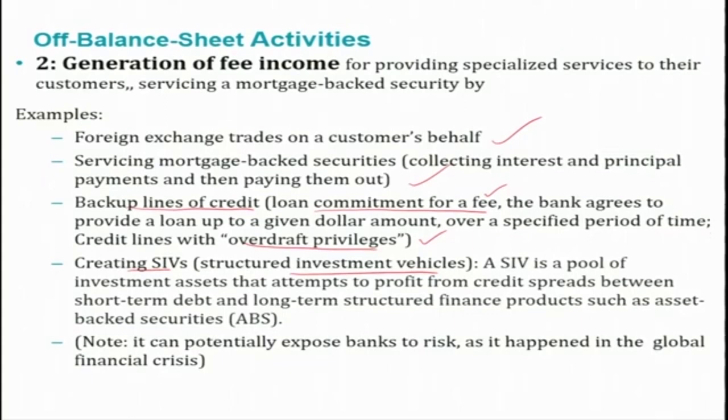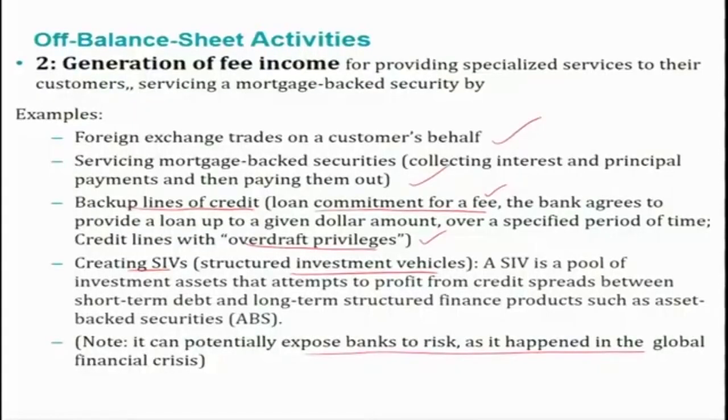So in this process also, banks can make a profit, they can earn additional income. However, you know that it can potentially expose banks to a risk, as it happened in the global financial crisis. The way it was done in the 2007-8 crisis was that many individual mortgage loans were converted into a structured financial product and made to look like an entirely different financial product, then it was sold in the market. That was one of the main reasons for the 2007-8 crisis.